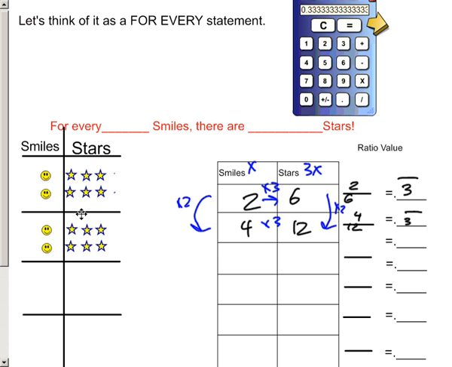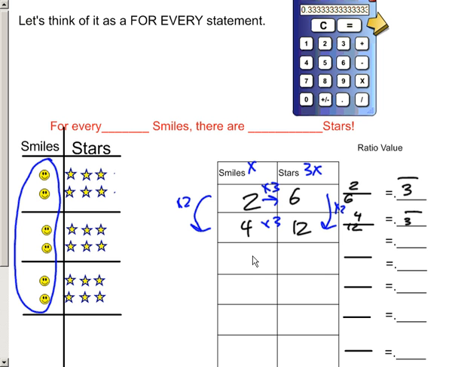All right, let's keep going. So for every 2 smiles, there's 6 stars. So we did another group of 2 smiles. That means we added another group of 6 stars. So now how many smiles do we have total? Now we have 6. And how many stars total? 6 times 3, we have 18.